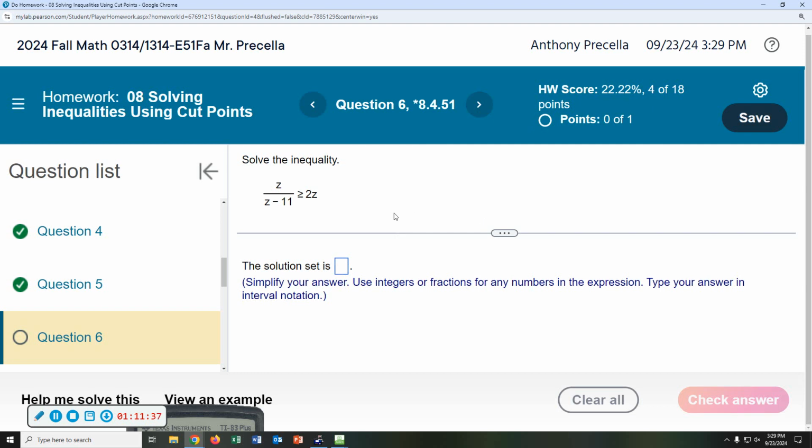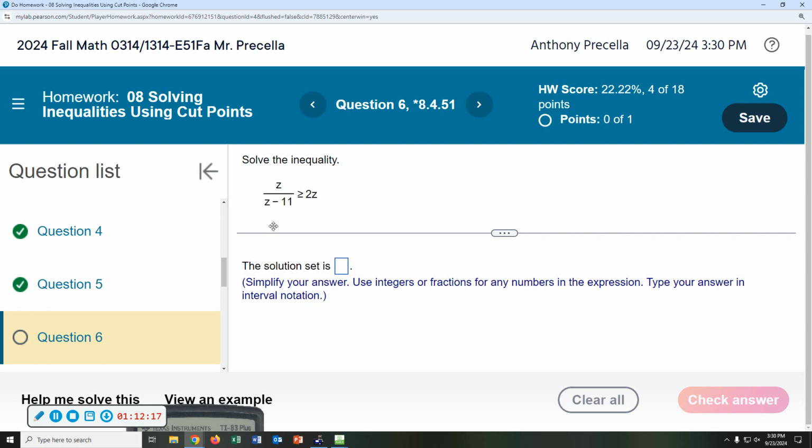Let's do 6. That looks good. That's not a 2, it's a Z. Of course, we were being too lucky. Everything had X's, so this is a Z. Let me write it down. Z divided by Z minus 11 is greater than or equal to 2 times the letter Z. Are we going to have any closed circles in this? Yes, because there's an equal sign on there. Are we going to have any denominator cut points? Yes, because there's a fraction.